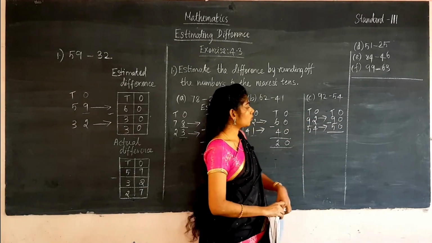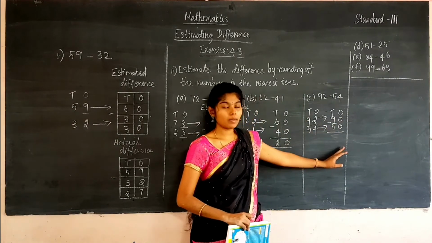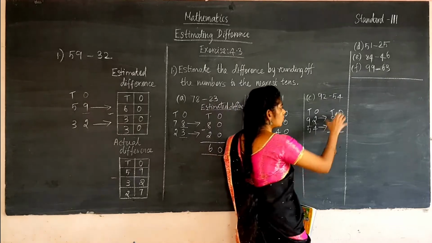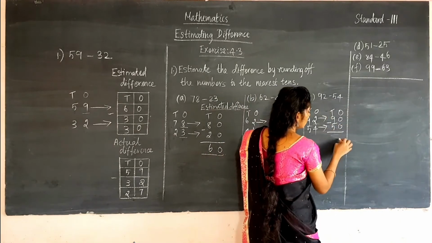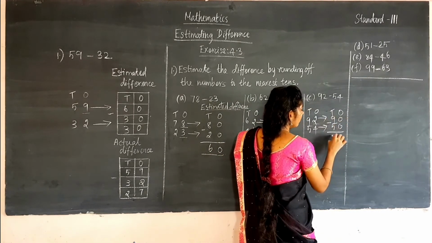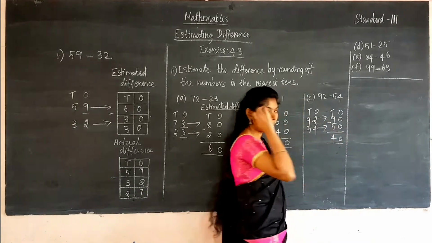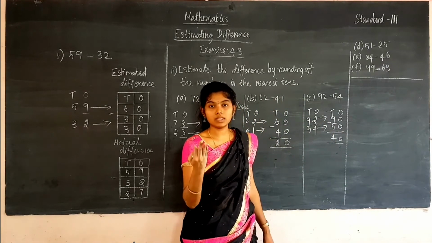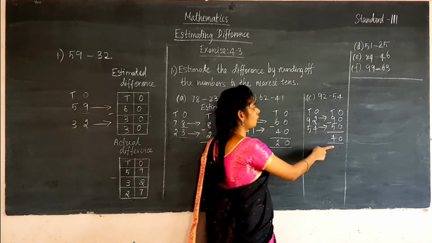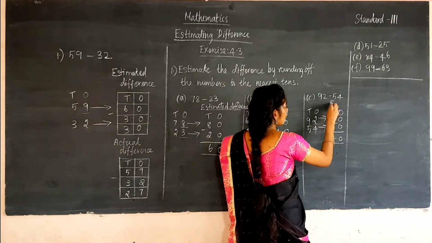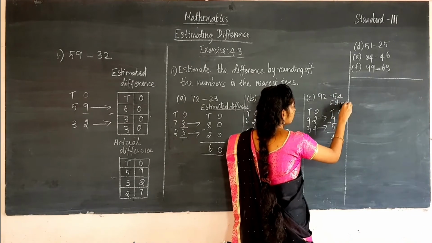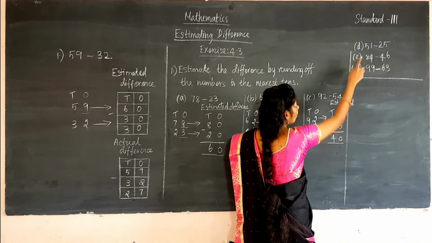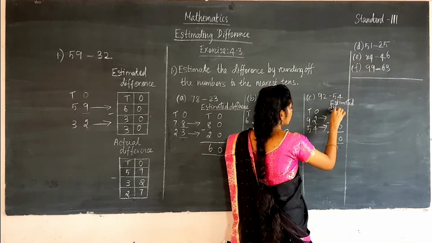Next we have to subtract the numbers, which is the estimated difference. 0 minus 0 is 0. 9 minus 5 is 4. 9 in the mind, 5 in the fingers. Before 9 is 8, 7, 6, 5, 4. So 40 is the answer. So this is the estimated difference. And the remaining sums you are going to do as homework.